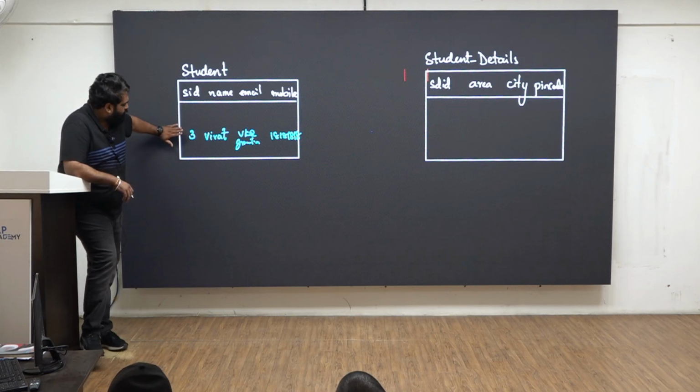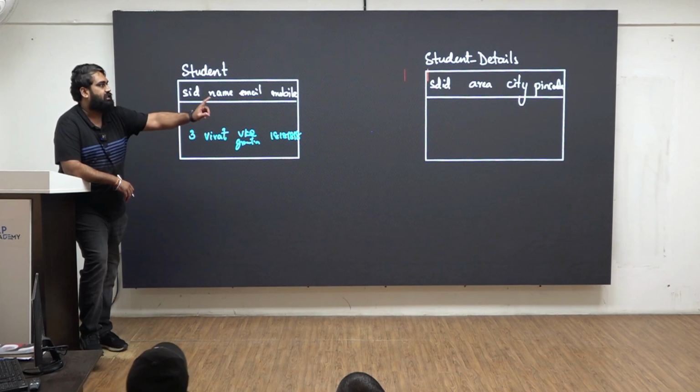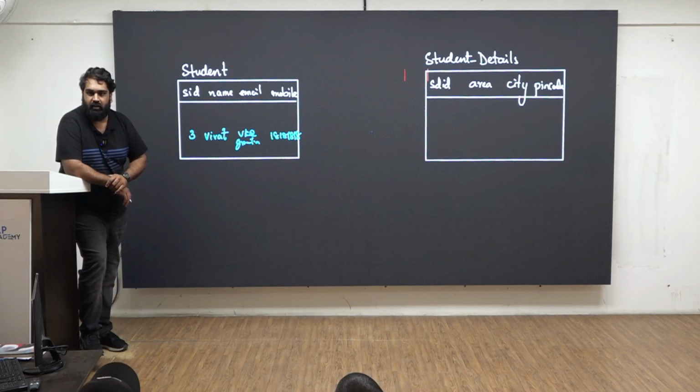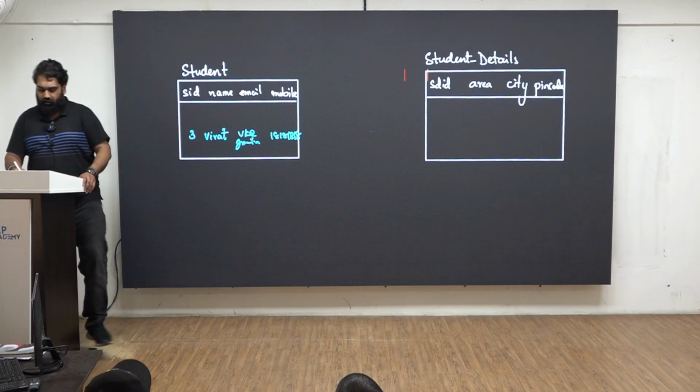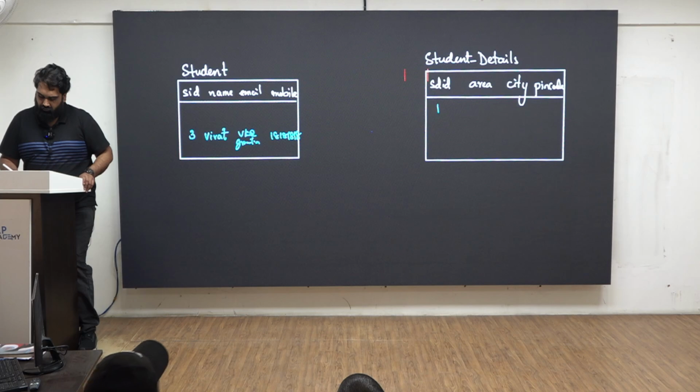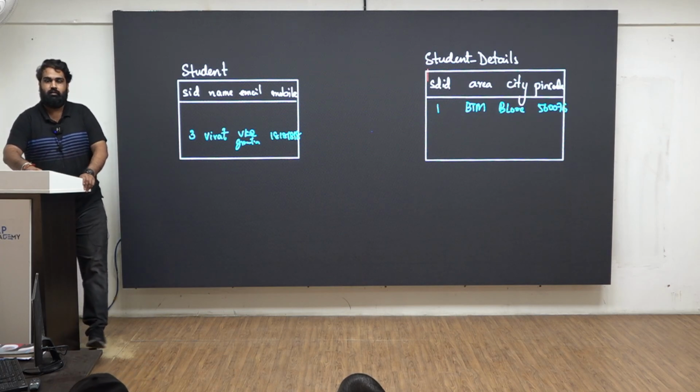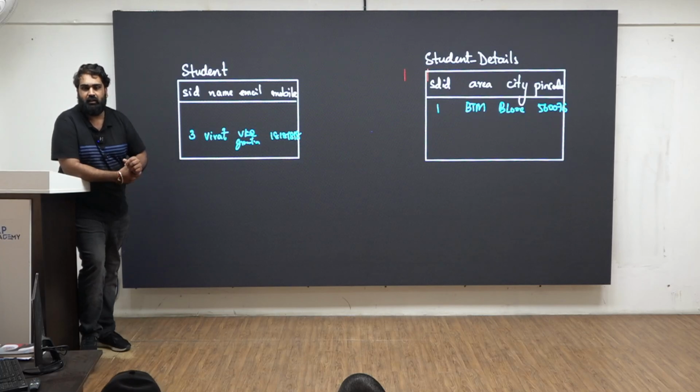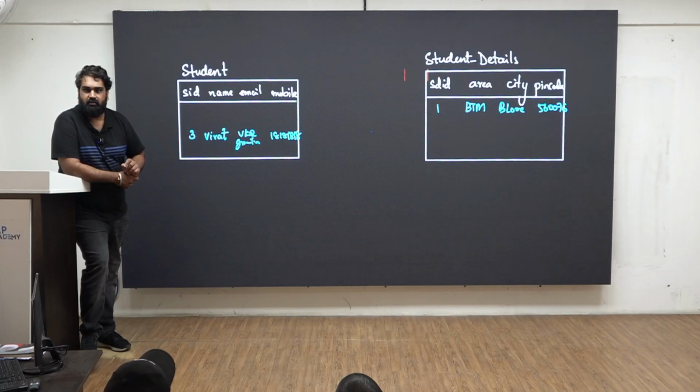For example, for Virat, there is some address or details about Virat I want to store. So the record inside the student details will be SDID, and I will say area BTM, Bangalore, and 560076. In this way, I want to enter the records. Are you able to understand this?